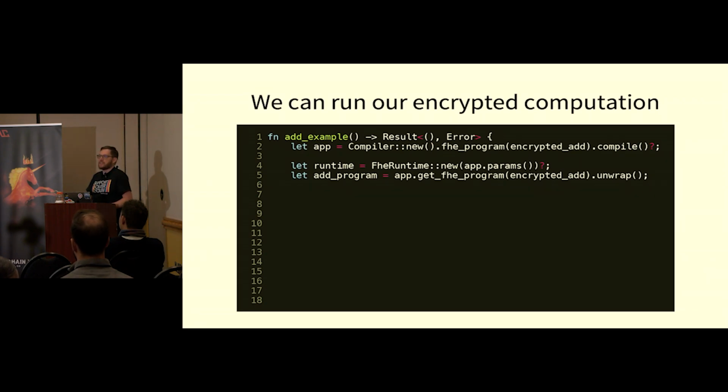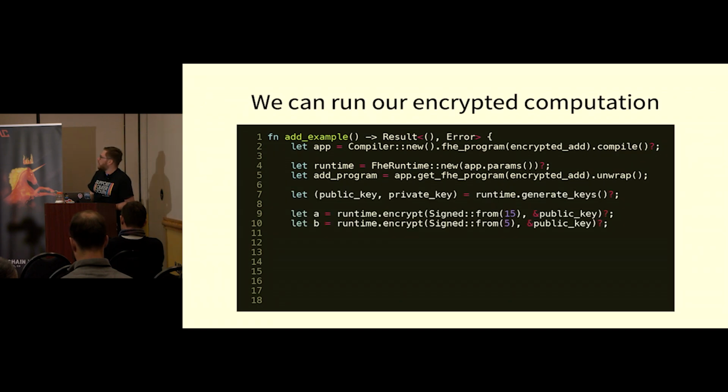The runtime keeps track of a whole bunch of things for us related to the keys, which you can use to encrypt data and decrypt data. And it needs to know the specific application. If your application is more complex, you'll probably have more complex parameters related to your program. So you need to have the runtime depend on the application. And then you can pull out the encrypted program from the compiler.